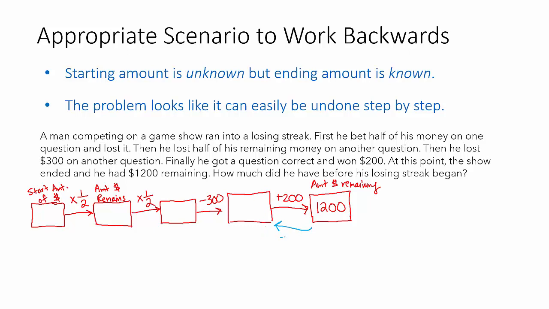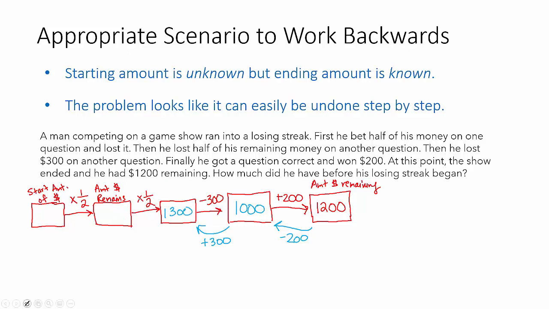Inverse of adding is subtracting. So we're going to do 1,200 minus 200. That's 1,000. The inverse of subtracting is adding. So on this step, the inverse would be to add 300. So 1,000 plus 300 is 1,300.